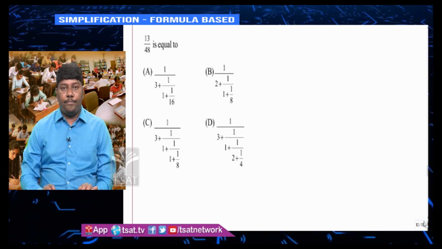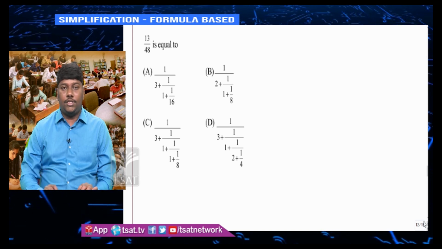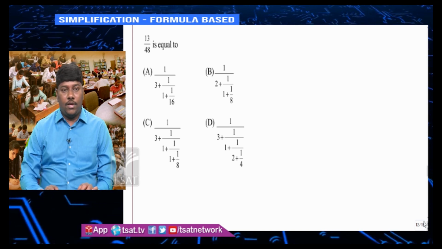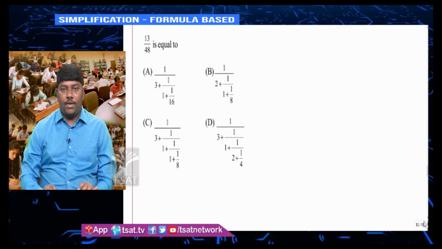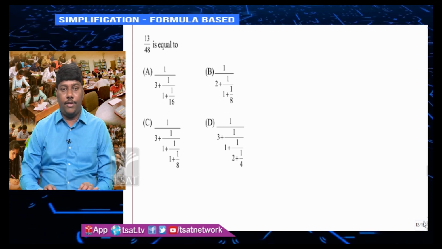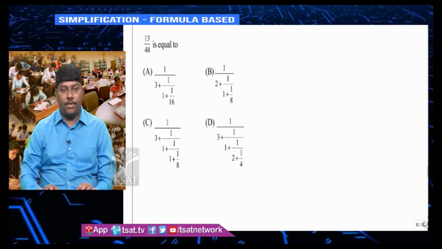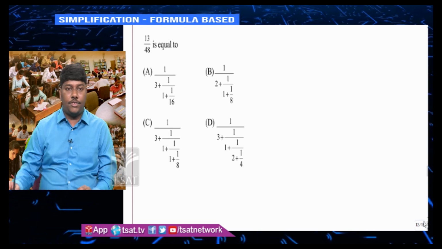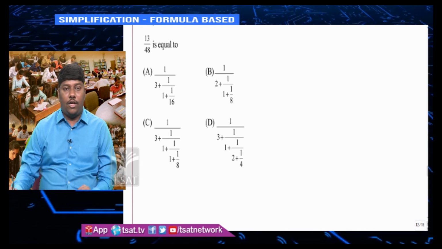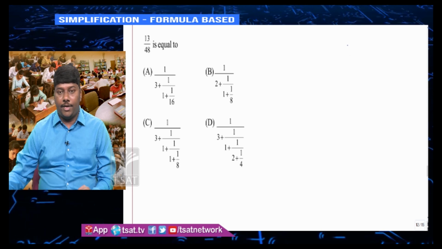Now, look at this sum. Here it is given as 13 by 48 is equal to, you can see option A, option B, option C, option D. If you simplify it by using these options, it will take a lot of time. If you come from the denominator, it will take a lot of time. So when a fraction is given and if you wish to express in the given format, always take the fraction, divide the denominator by numerator.